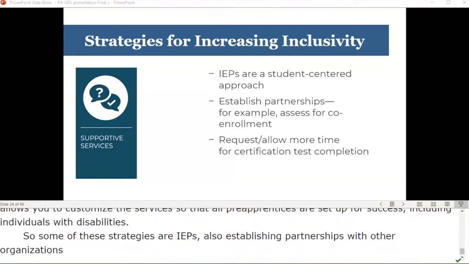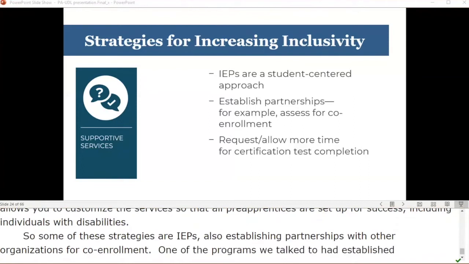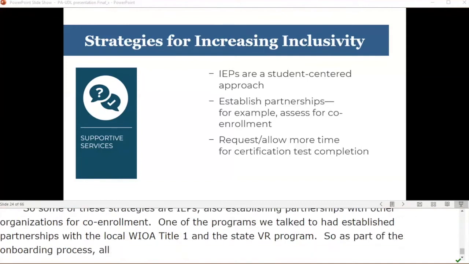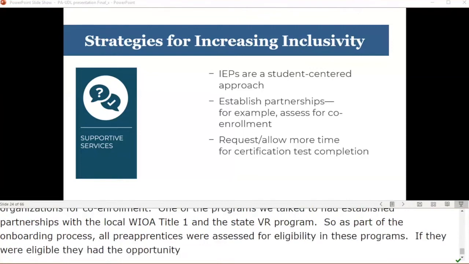One of the programs we talked to had established partnerships with the local WIOA Title I Adult and Youth programs, and also the state VR program. As part of the onboarding process, all pre-apprentices were assessed for eligibility in these programs. If they were eligible, they had the opportunity to co-enroll, so they'd be in the pre-apprenticeship program and also get services from these programs.